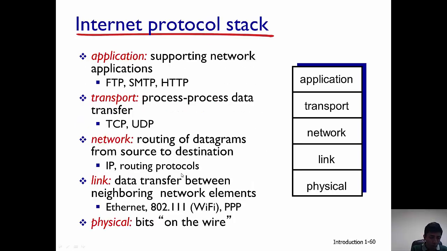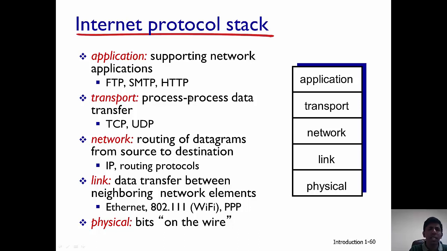Okay, so what are the layers of networking, or the internet protocol stack to be precise? There are five layers. The first layer is called the application layer. The second is the transport, the next is the network, then followed by the link, and then there is the physical layer. And here I'm taking a top-down approach. So the layer on top is the application layer, and the layer at the very bottom is the physical layer.